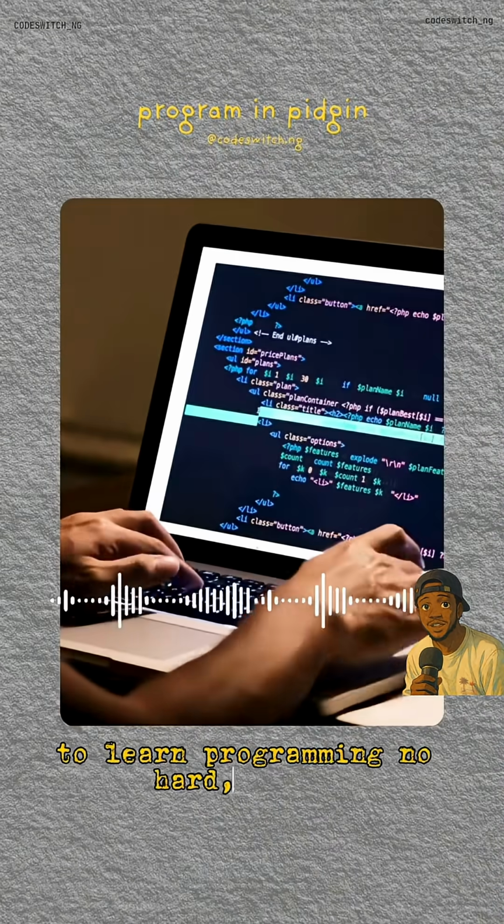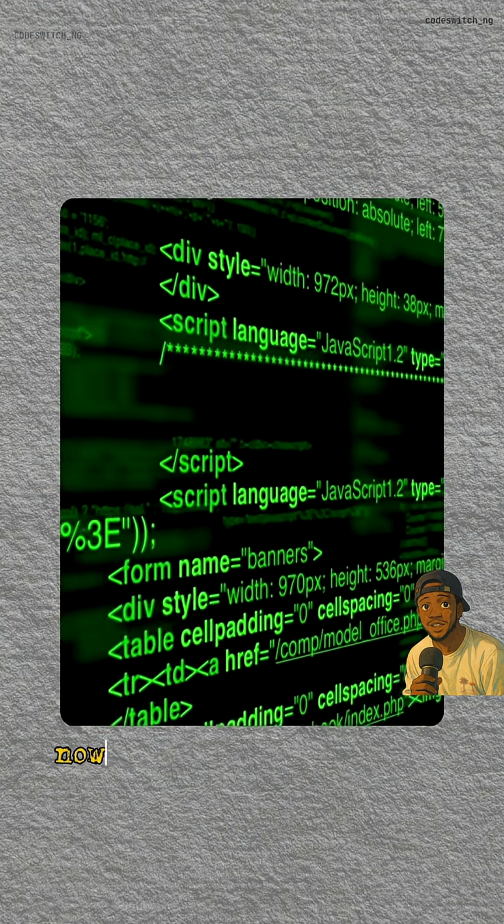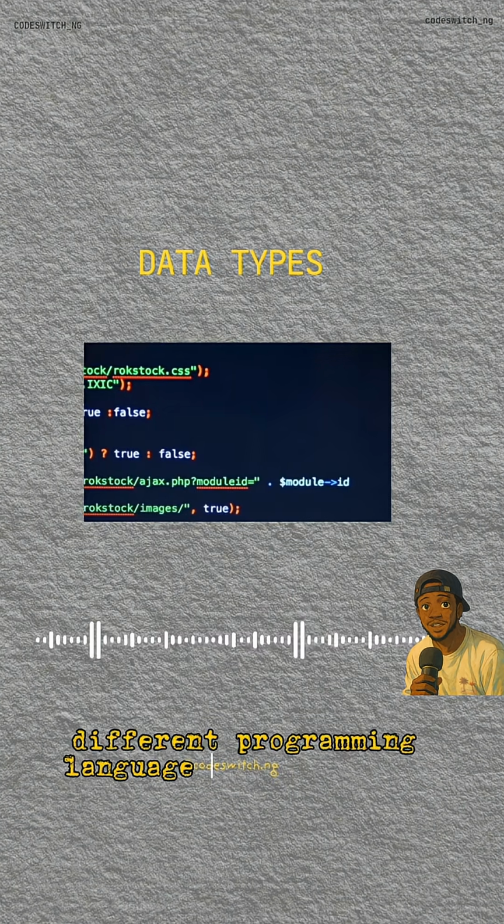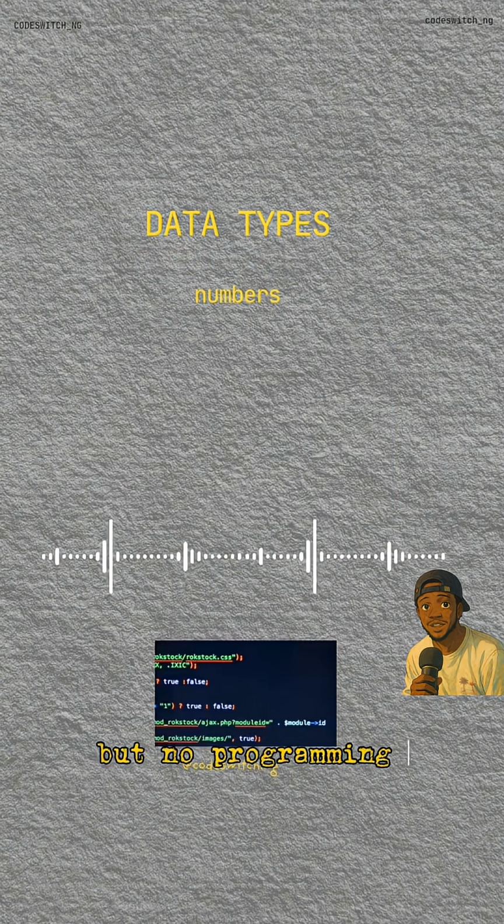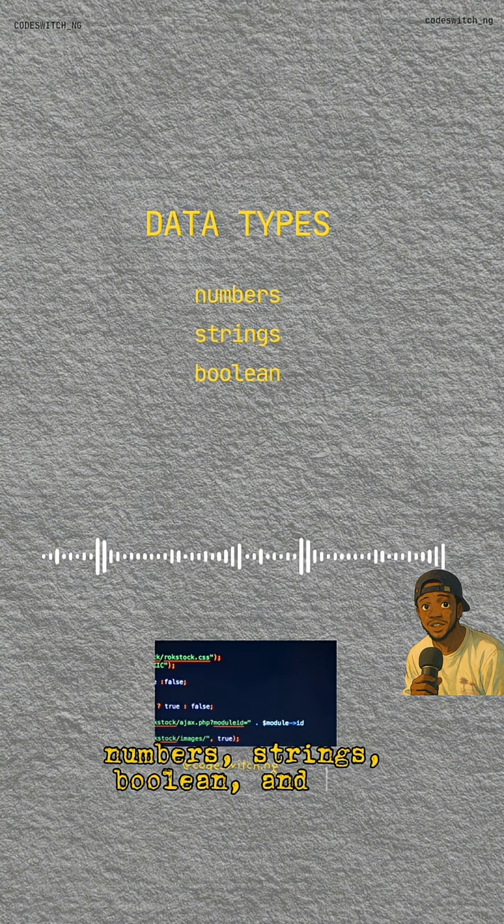To learn programming no hard. Now you just need to find person wey go teach you for pidgin. If you wan learn programming now, first thing wey you go learn na wetin they call data types. Different programming languages get different data types, but no programming language you no go get numbers, strings, boolean, and null.